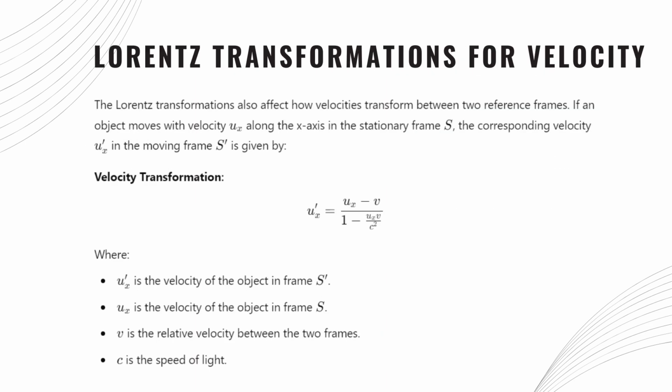Lorentz transformations for velocity. The Lorentz transformations also affect how velocities transform between two reference frames. If an object moves with velocity ux along the x-axis in the stationary frame S, the corresponding velocity u'x in the moving frame S' is given by the velocity transformation, where u'x is the velocity of the object in frame S', ux is the velocity of the object in frame S, v is the relative velocity between the two frames, and c is the speed of light.